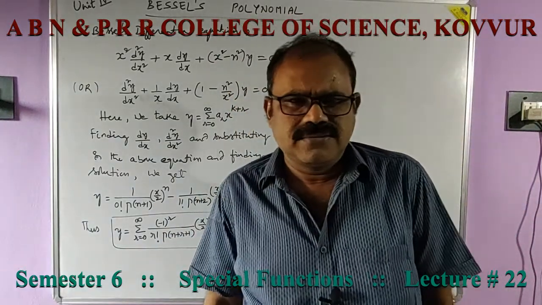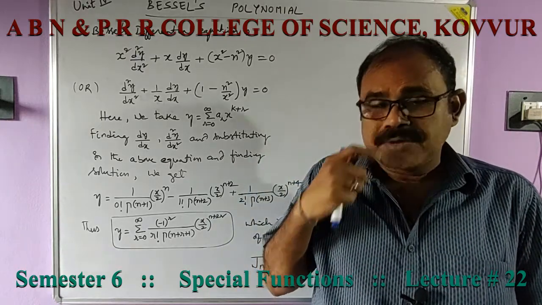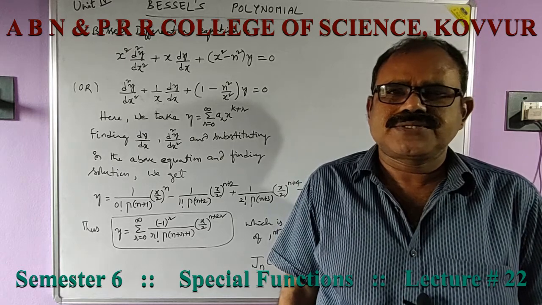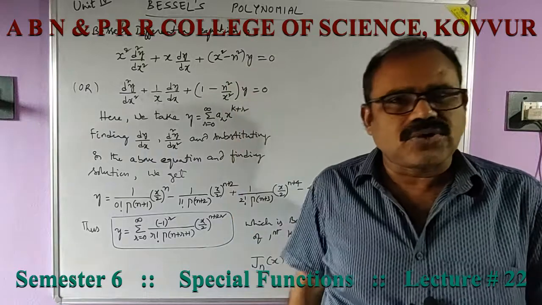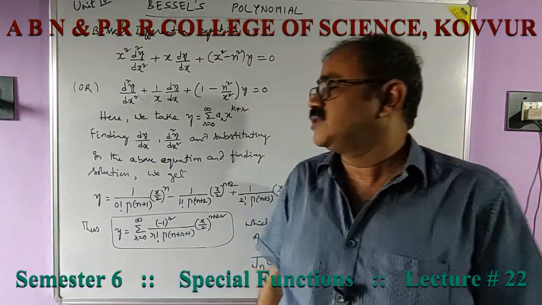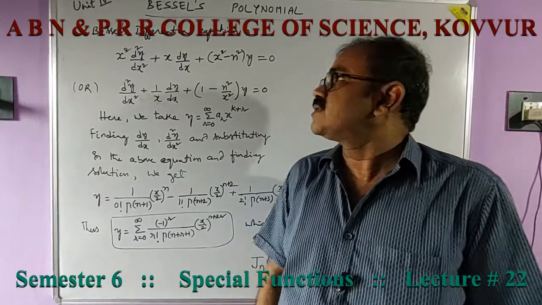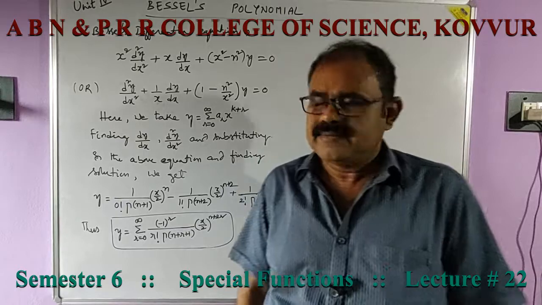We have completed 2 units, beta gamma functions and Legendre polynomial. Now let us go to Bessel's polynomial. In the syllabus, this is unit 4, Bessel's polynomial. Next we have Hermite and Legendre.